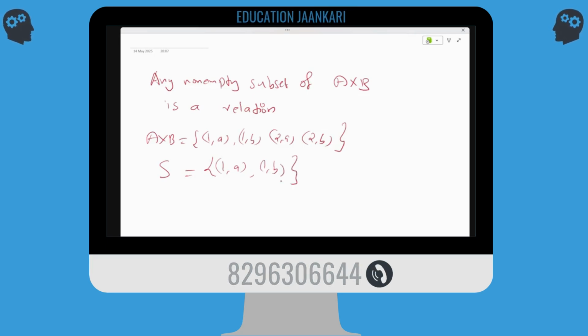Okay. So what is the meaning of this one? One is related to A, one is related to B. Finished. So this is an example for a relation. For any two given sets A and B, any non-empty subset of A cross B is a relation. So that is the definition of relation.